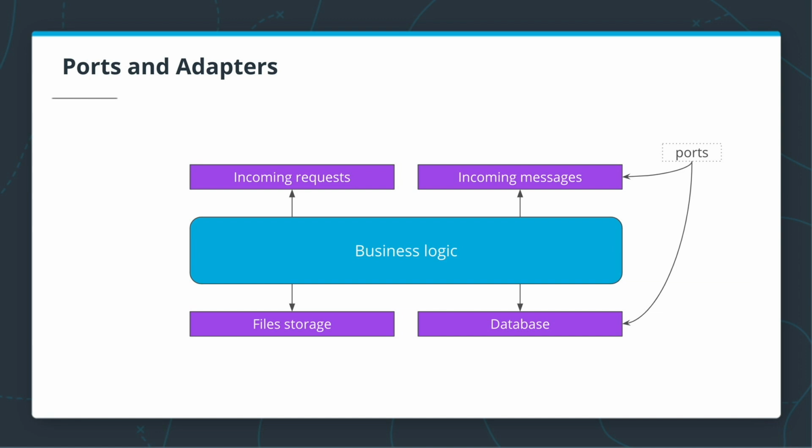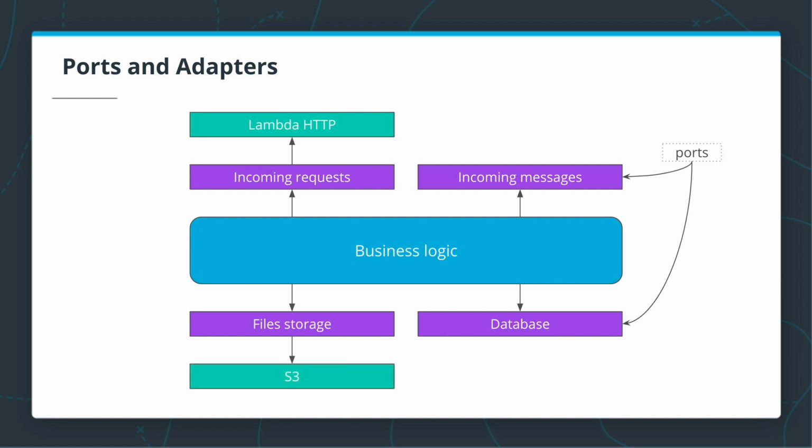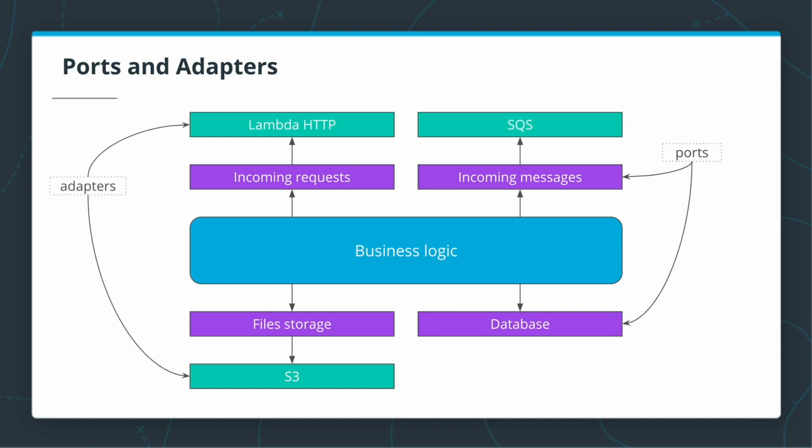And to connect our application to specific third-party services, we need to implement adapters, which actually implement adapters for specific services. For example, to receive incoming requests, we can have an adapter for a Lambda. And to store files, we may have an adapter for S3, and so on. And one port may have multiple adapters. So for example, for database, we can have an adapter that connects our application to DynamoDB, and we also can have an adapter that implements in-memory database that we can use for testing.